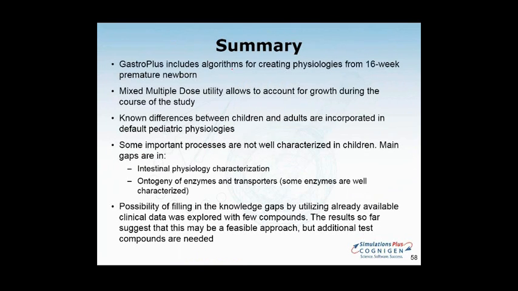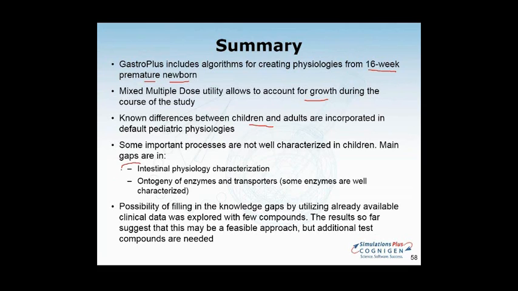So to sum this up, you do have good algorithms for creating physiologies from a 16-week premature newborn. You can account for the growth of the child. Again, it does require more work with setting up the model, but in hindsight, you have that complete control over the growth of the child, so you can account for the condition of the patient. Known differences between children and adults are incorporated as much as we could in the expression, tissue compositions, blood parameters, and glomerular filtration rate, but there are still some gaps in knowledge.